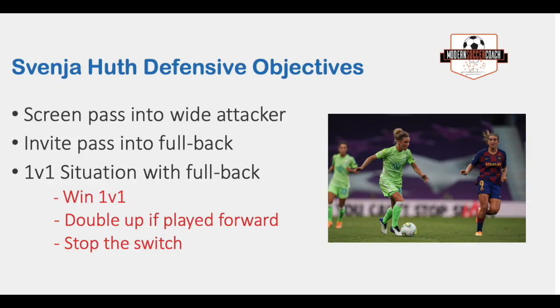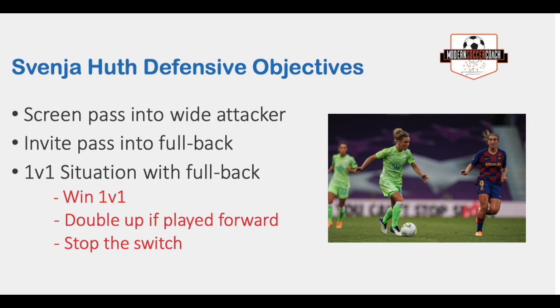So to summarise it, it would be screen the pass into the wide attacker, invite the pass into the fullback, create a 1v1 situation with the fullback. If you can win the 1v1, great. If it's played forward, then can we double up with the outside back? And then as a team, collectively, we're looking to stop the switch.